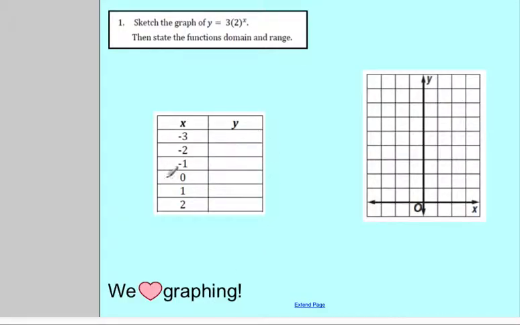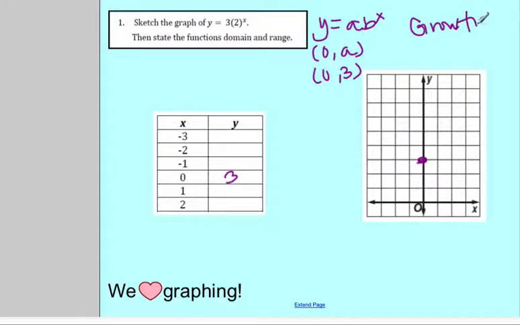So now we're actually going to go ahead and sketch them. Biggest thing is let's figure out what our a value is. Okay, remember my standard form is y equals ab to the x. So a is 3. So that means I always have the ordered pair 0, a. So I have 0, 3. When I plug in 0, I get out 3. So that means I'm going to start at 3. And then one thing to notice is, is this a growth or decay? Well, my b is 2, so I know this will be a growth. So if I look from left to right, I know it's going to go up.